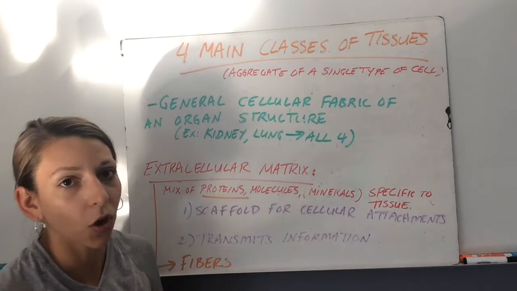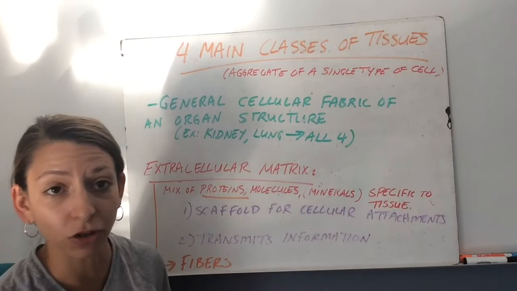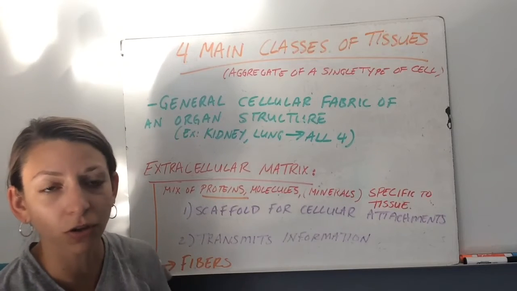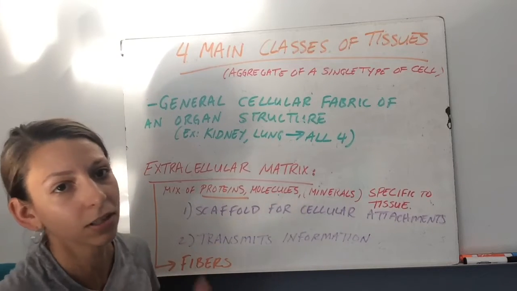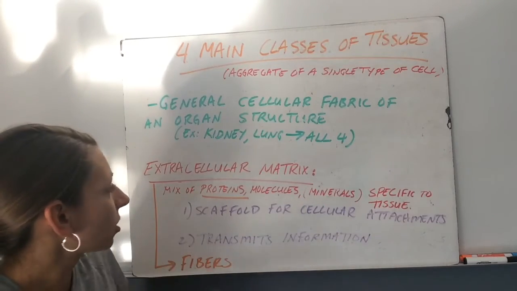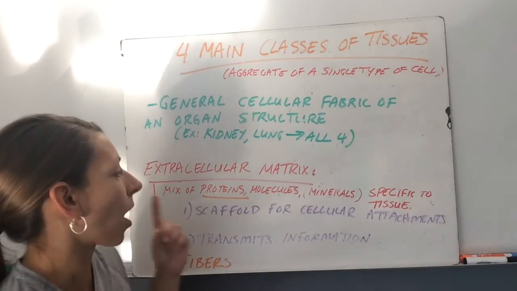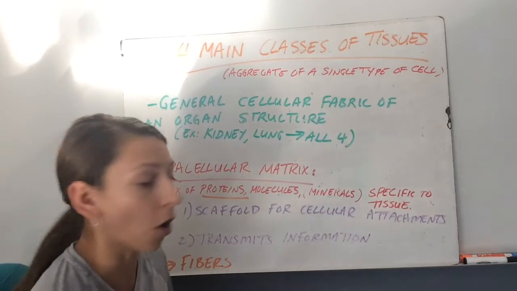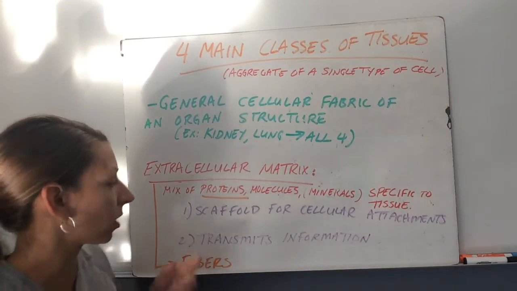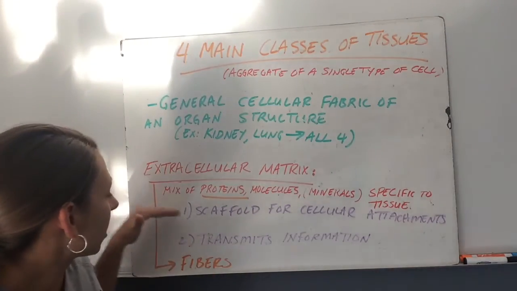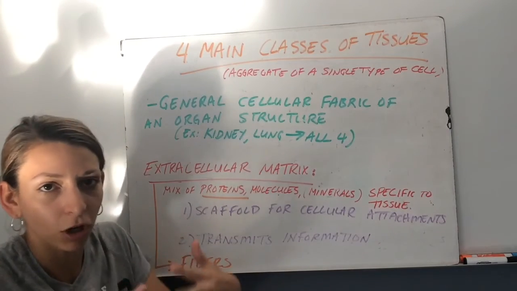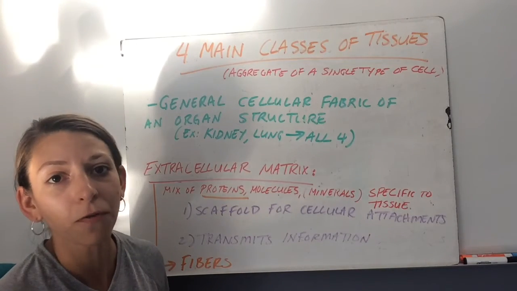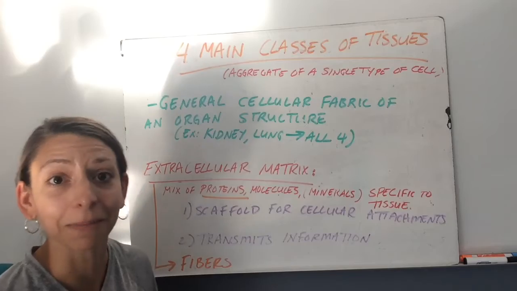Now, importantly to note, there's also this really complex extracellular matrix that surrounds these tissues, and these are going to be really important as far as communication and function goes to actually do the jobs that these cells and these groups of cells, these tissues, need to do. So this extracellular matrix includes a mix of proteins, molecules, sometimes minerals that are specific to that tissue, and it's going to provide a scaffold for all the cellular attachments and activities, and is also going to transmit information. And now a lot of these proteins are going to be fibers that actually make up the structure or the scaffolding of the tissue that it surrounds. So you can think of it as an overall support for the tissue itself. All right, let's take a look at some different types of tissue.